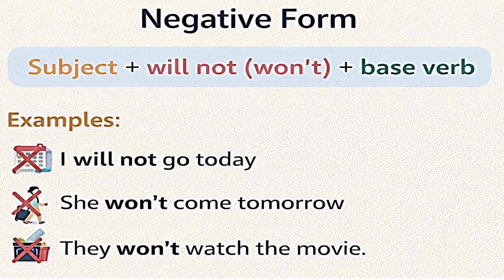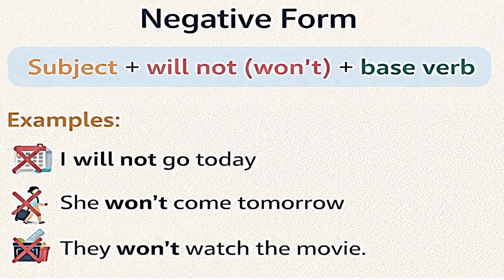Now let's look at some sentences of future tense in negative form. In this, there would be subject plus will not or won't plus base verb. For example, I will not go today. Here I is the subject and go is the base verb.